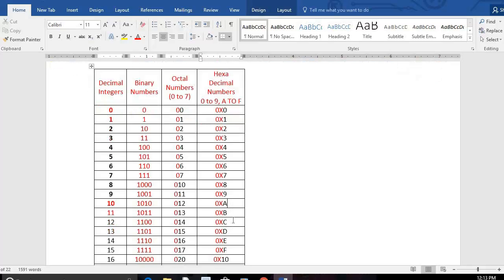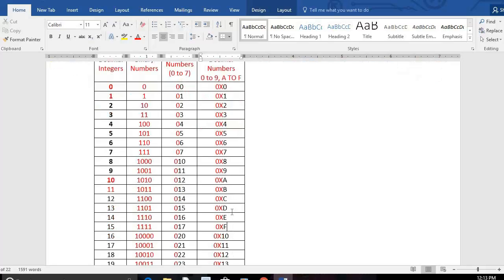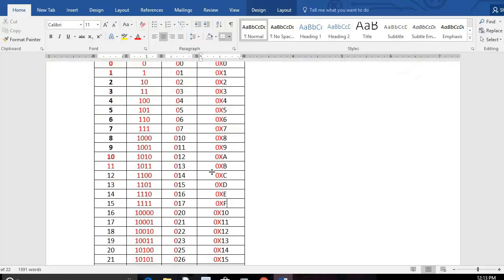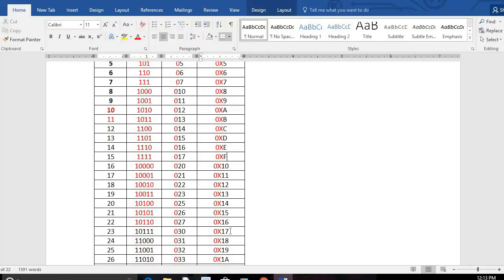A, then B, C, D, E, F. After F, 0 should come. And the next symbol 1 we stored and we called it as 10. 1, 0, 1, 2, 3, 4, 5, 6, 7, 8, 9, A, B, C, D, E, F, 10. Then up to 19 we move.